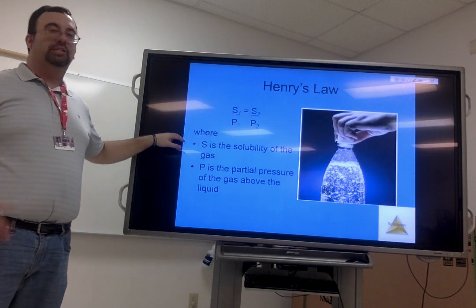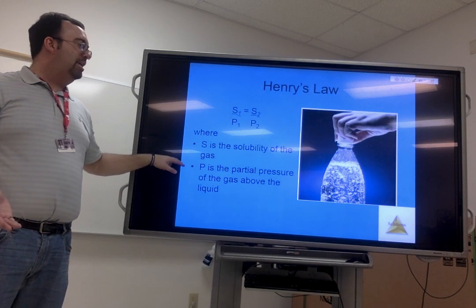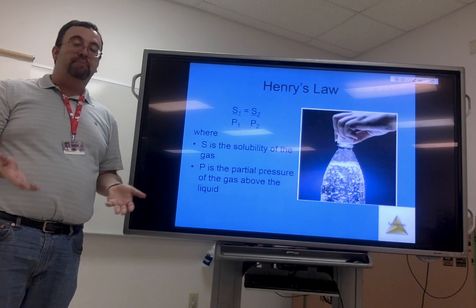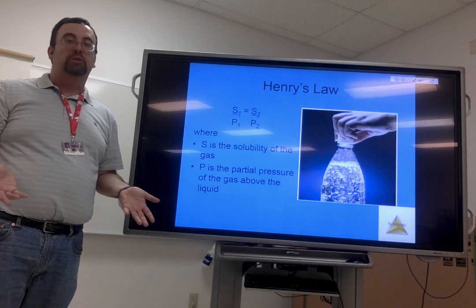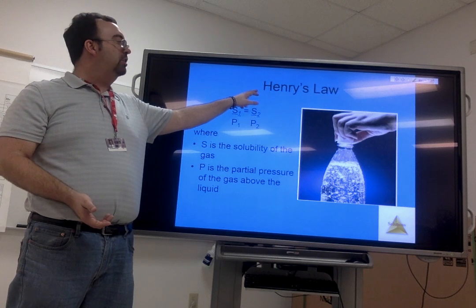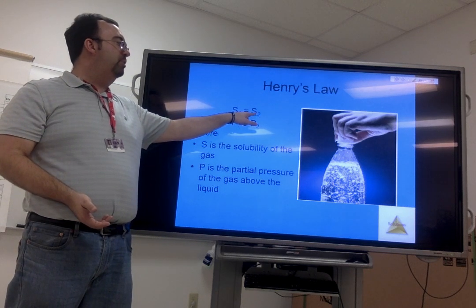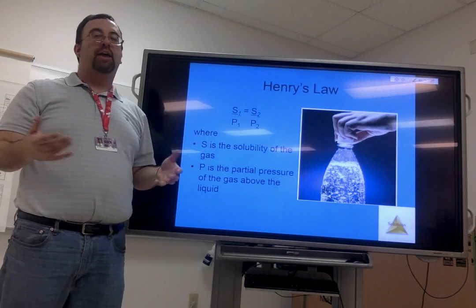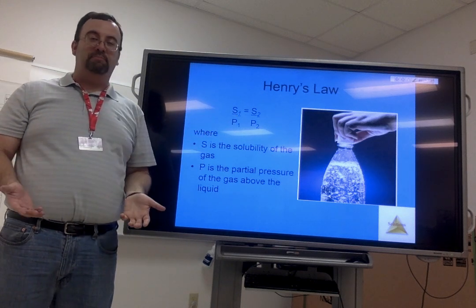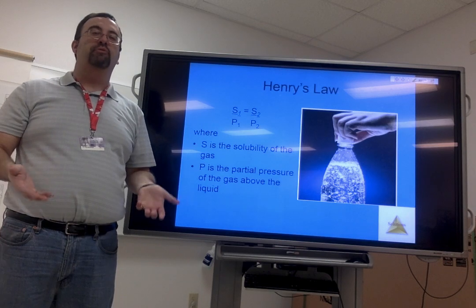S is the solubility of the gas. P is the partial pressure of the gas above the liquid. There might be a problem on the next test, or most likely will be, that involves using Henry's law to calculate either the solubility or the pressure of a gas. I would give you three of the numbers, and then just like in the last chapter, you can solve for the fourth number.